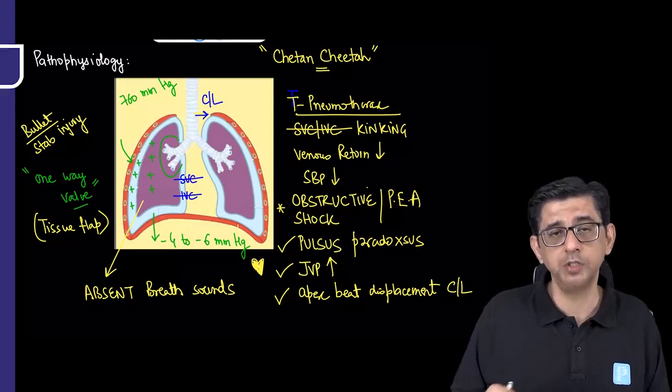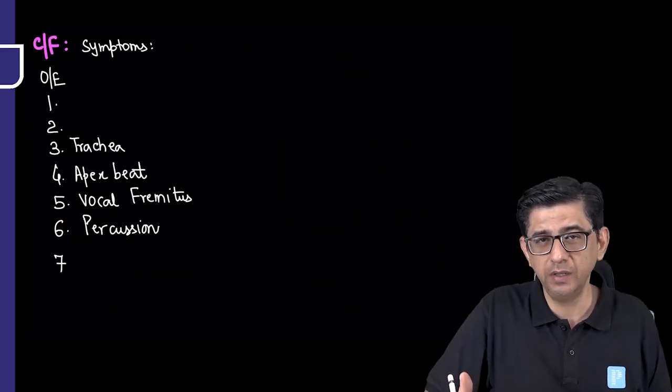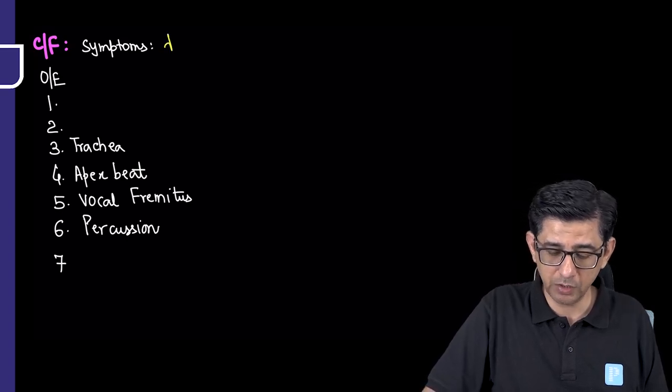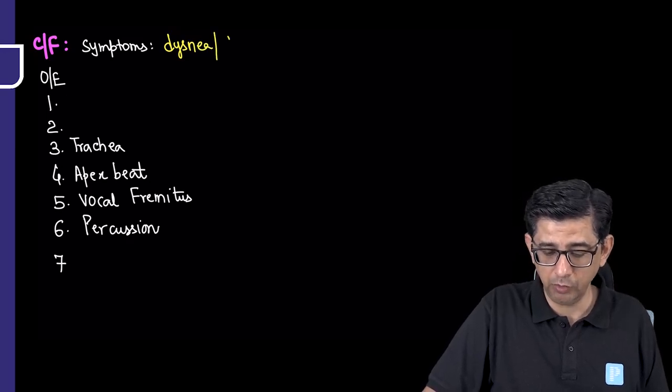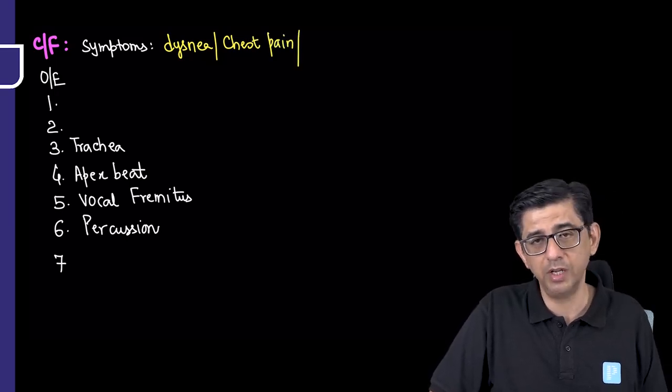There's an apex beat displacement with the keyword absent breath sounds. Having said that, now let us focus on the clinical findings that would be seen in these patients. So why is a pneumothorax patient brought to you? There would be breathlessness even at rest. There would be chest pain that would be experienced. This would be because of the involvement of the pleura as well.